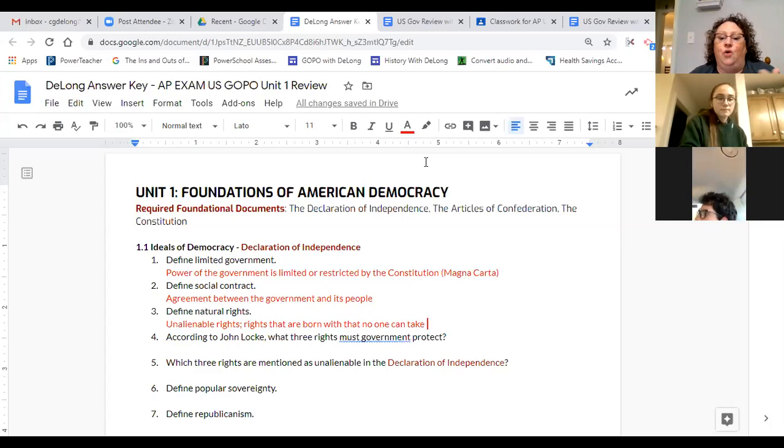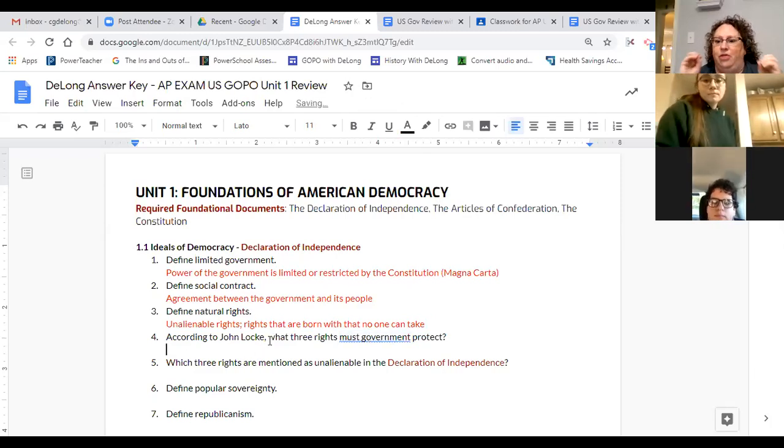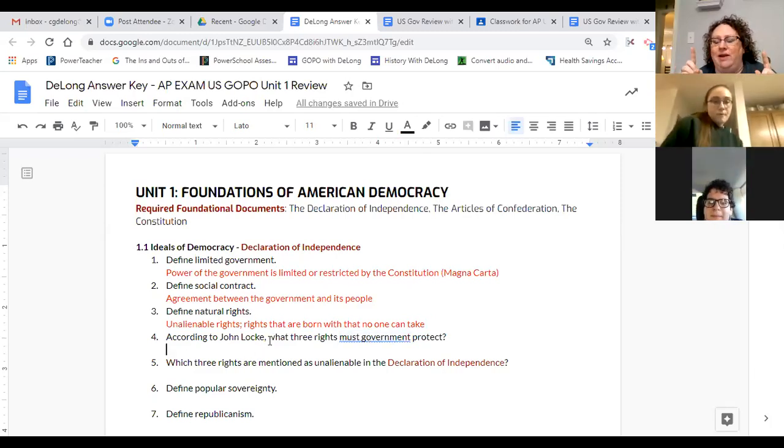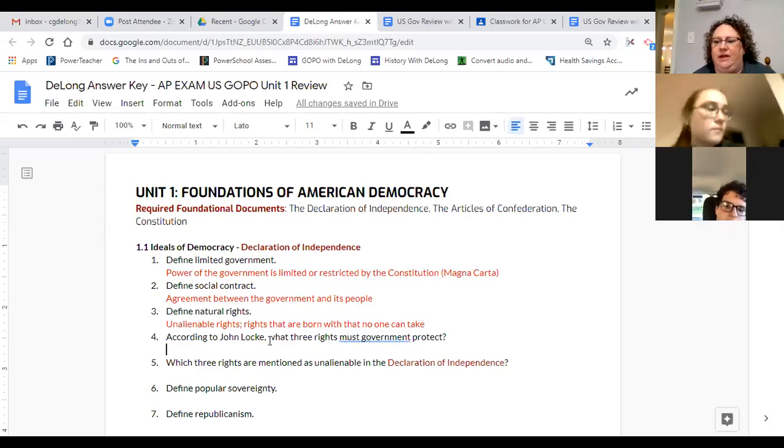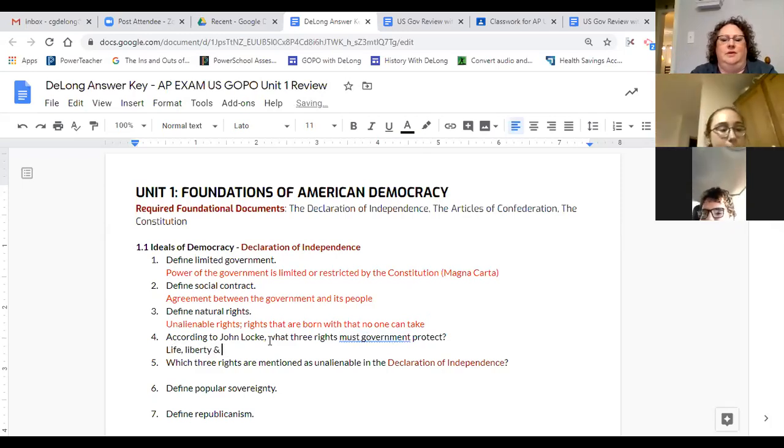Now, according to John Locke, so let's think about Locke for a moment. Does anybody want to say what the three are that Locke said? Which one of them is different than what Jefferson said? I can go, or Shaylee can have it, or, oh, Nathan's on. Hey, Nathan. Go ahead, Zane, you're unmuted. Life, liberty, and the pursuit of property, or something like that.